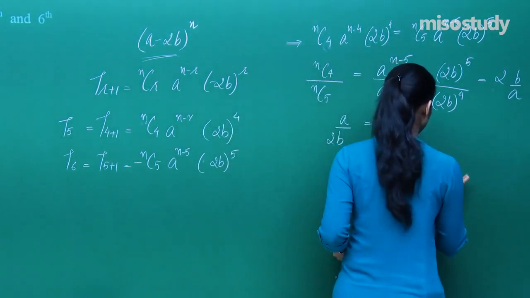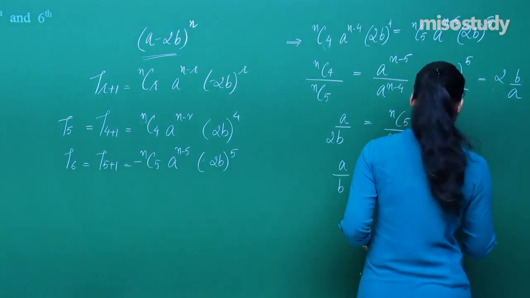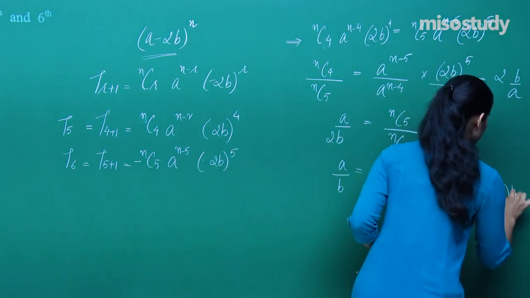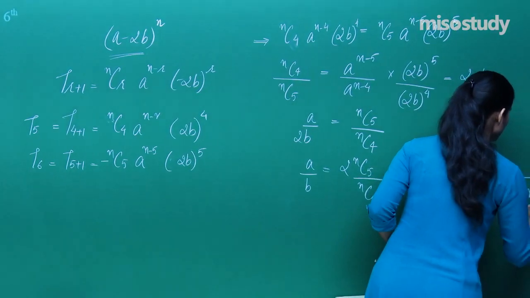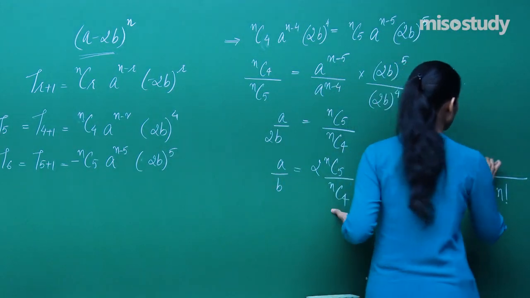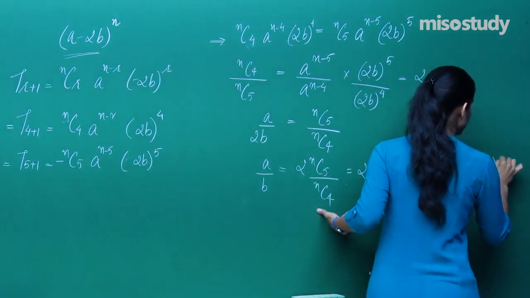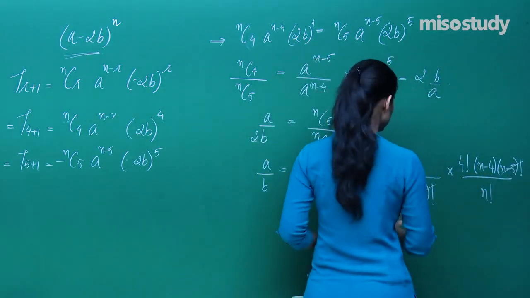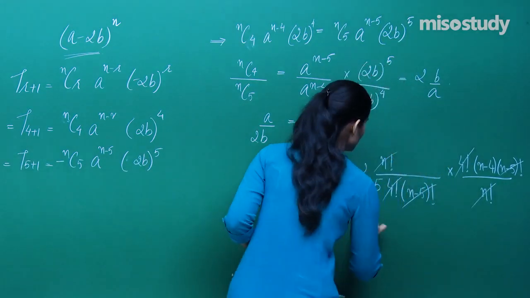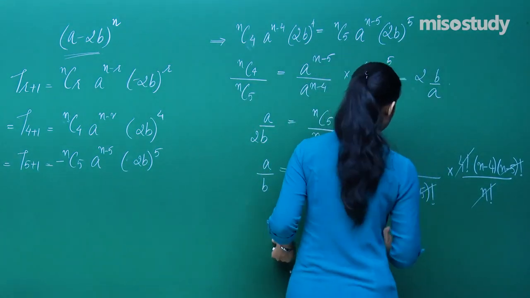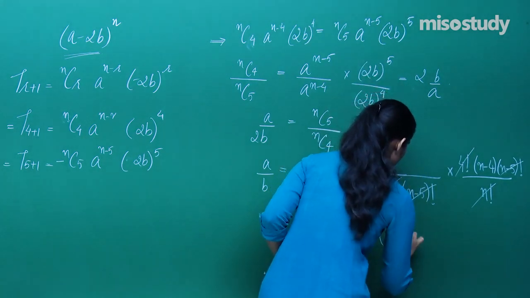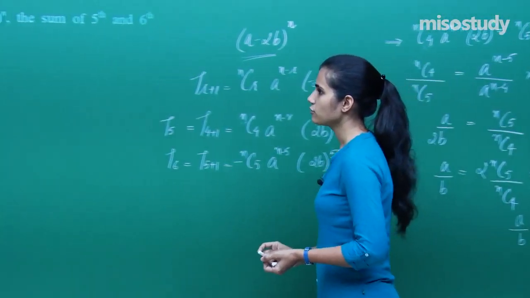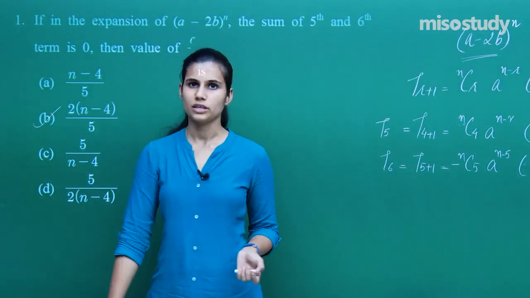What is nC5 by nC4? It actually gives you n factorial upon 5 factorial, which can be written as 5 into 4 factorial into n minus 5 factorial. And then you get n factorial because it is upon nC4. So n factorial, this is 4 factorial, n minus 4 into n minus 5 factorial. So this gets cancelled out, this gets cancelled out, this gets cancelled out. So you are left with, this becomes 2 into (n minus 4) by 5, and that is what is your a by b. So a by b turns out to be 2 into (n minus 4) by 5, which is option number b.